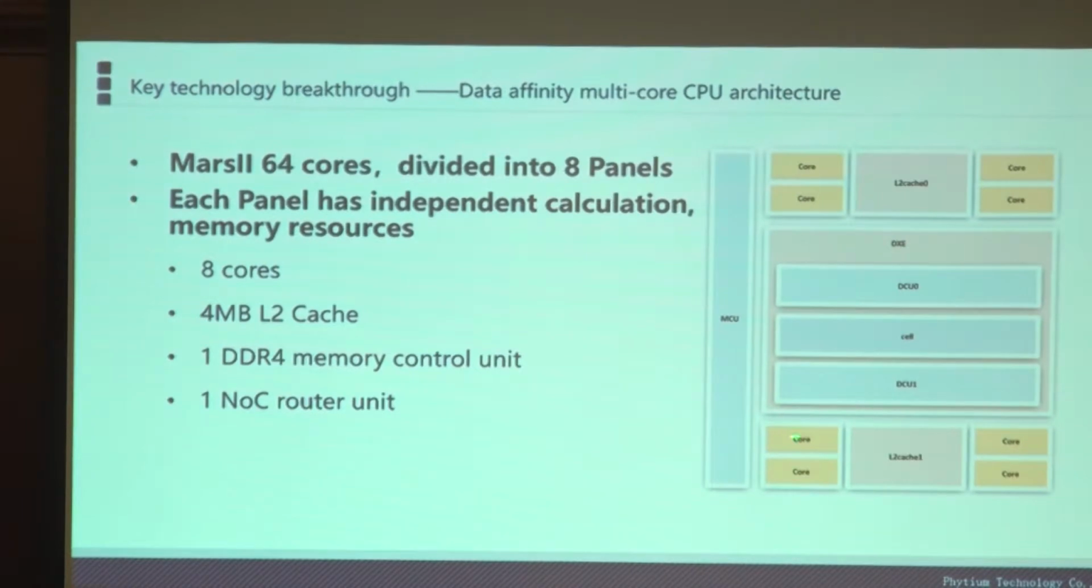And this is a single panel of our MAS2. We can see in one panel there are 8 cores, and every core has its own level 1 cache, and 4 nearby cores share the level 2 cache. The level 2 size is 4 megabytes, and one panel has 1 DDR4 memory control unit and 1 I/O root unit.